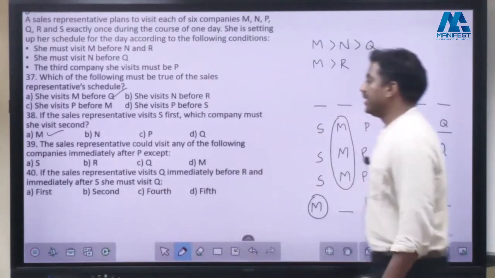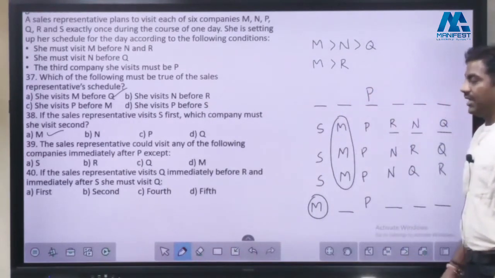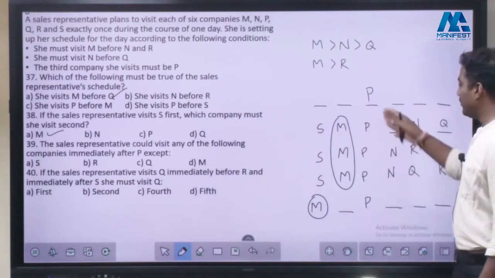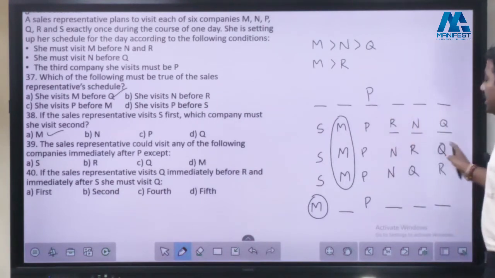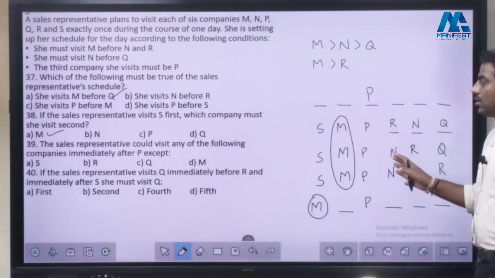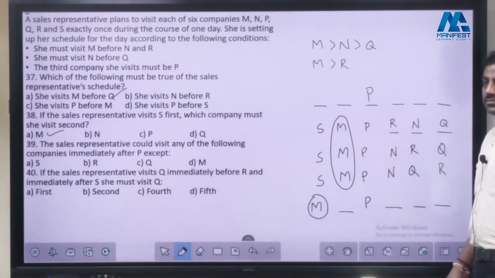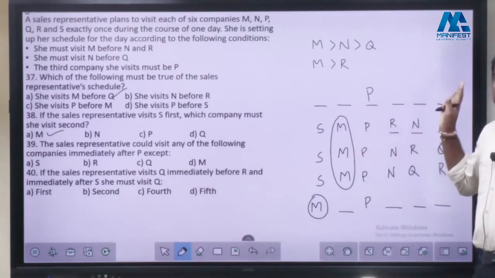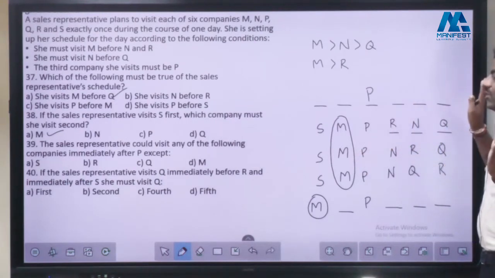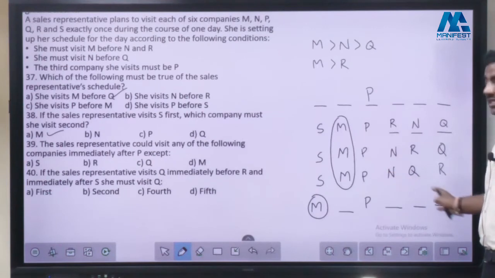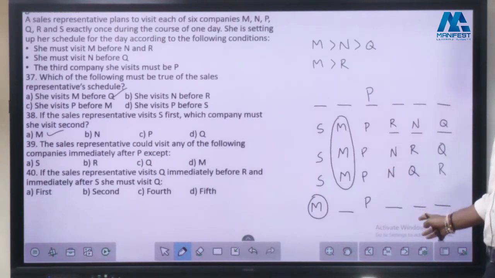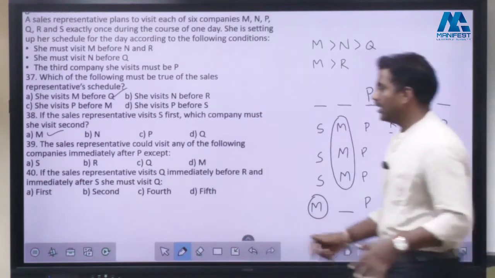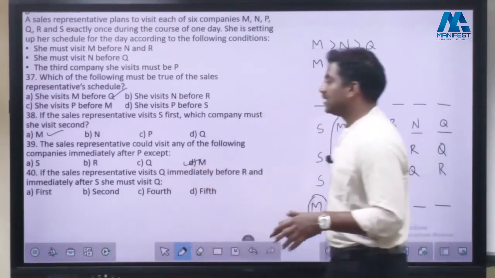The sales representative could visit any of the following companies immediately after P. Which all can be visited after P? R and Q. Except M. M is anyways second or first. It will not come after P. Even sometimes S also can come. But after P, M will never come. So the exception is M.